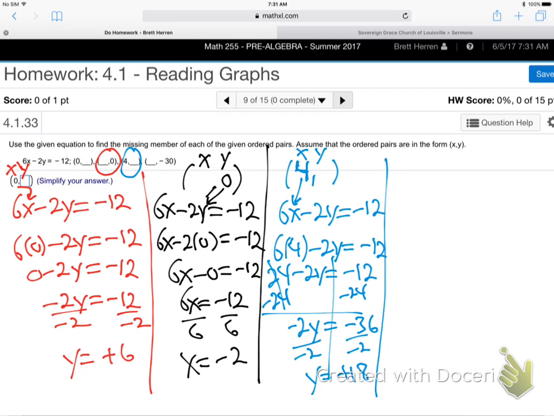Questions on that one? Oh, and there's one more. There's a fourth part. This one just keeps going and going. The fourth part is blank comma negative 30. So that's x, y, same equation. 6x minus 2y is negative 12. All right, can you do that one? I'm betting on minus 12. Is that what it is?